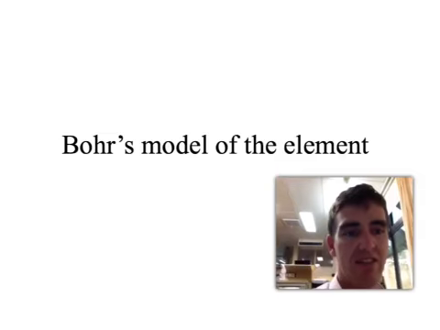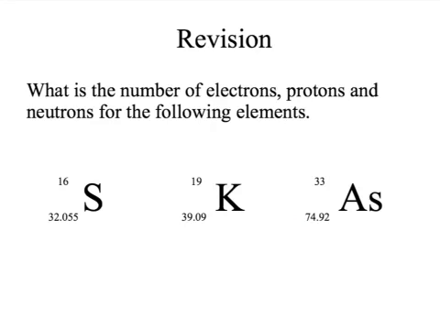Thanks guys. So a bit of revision. I just want you to do this individually or with a pair. What is the number of electrons, protons, and neutrons in the following elements? So S, or sulfur, I will go through that very quickly with you so you know. I can do it with my finger. So the number of electrons and protons is that number, which is what? That is the atomic number, which is the number of protons and electrons in an atom.